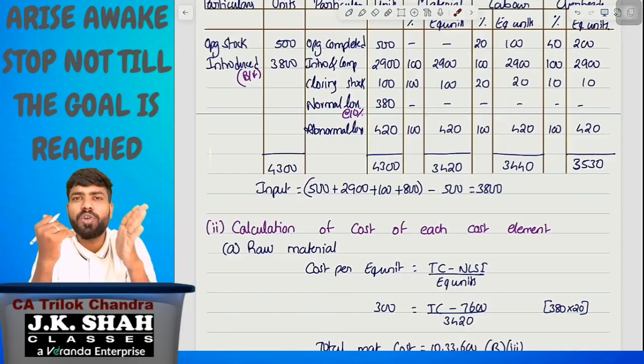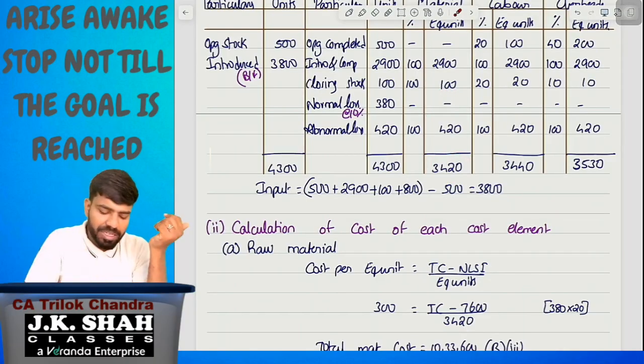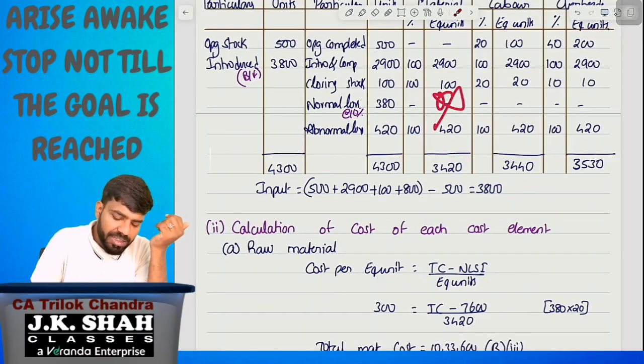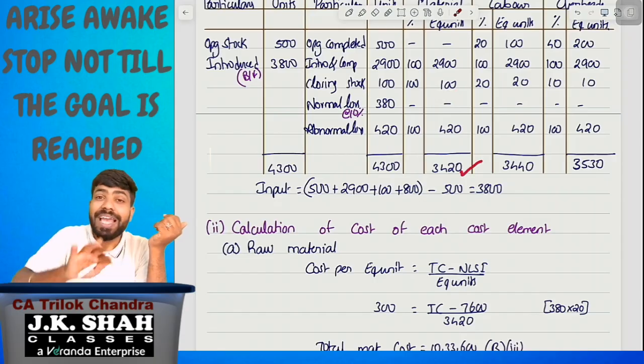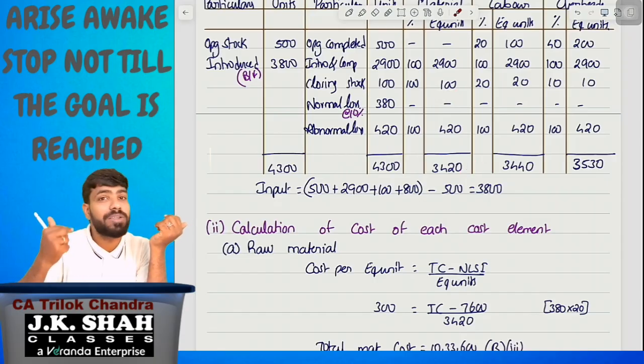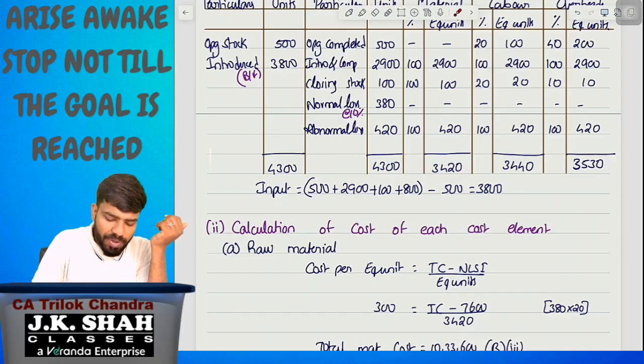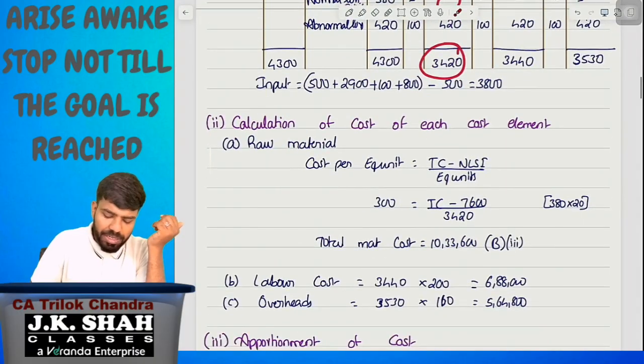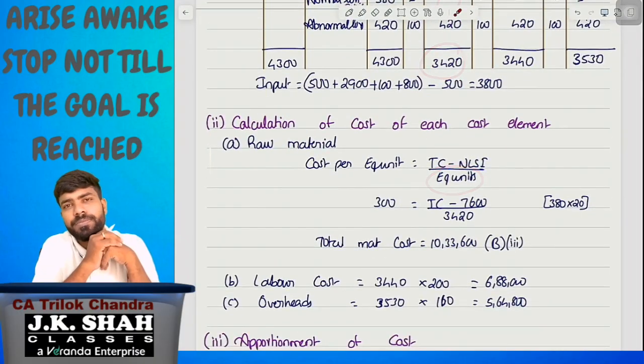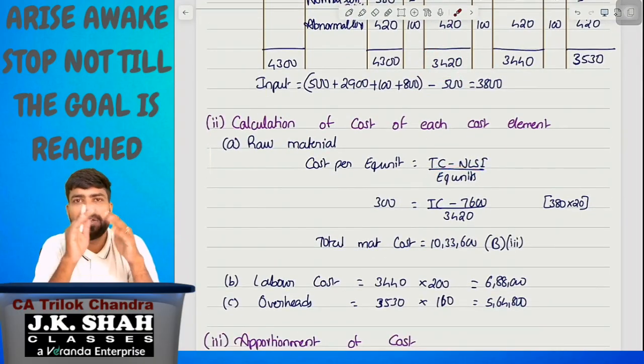In the denominator, total input minus normal loss units. This normal loss units is not considered here. That means this 3420 is excluding normal loss. Again, don't exclude the normal loss. Here we already excluded the normal loss. Here no need to exclude the normal loss again. Have you understood this? Clear?